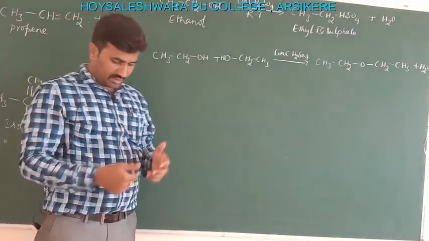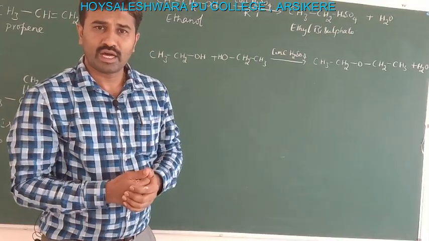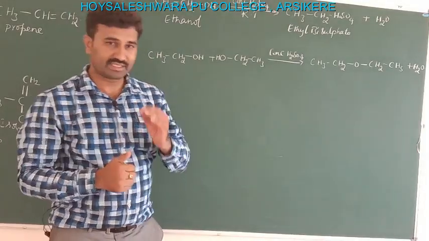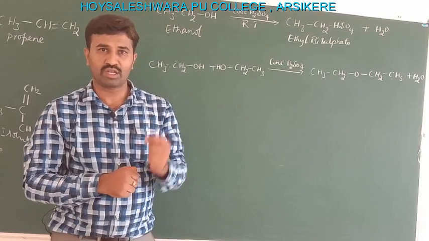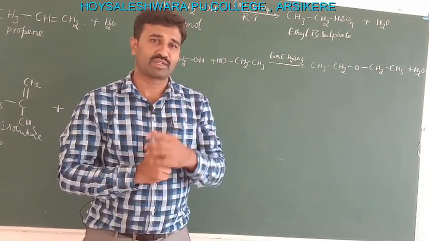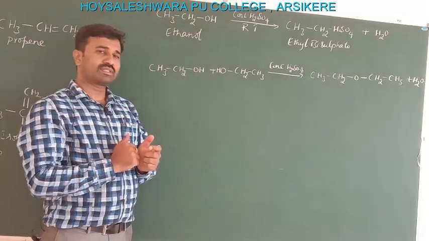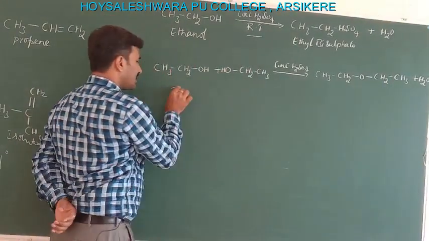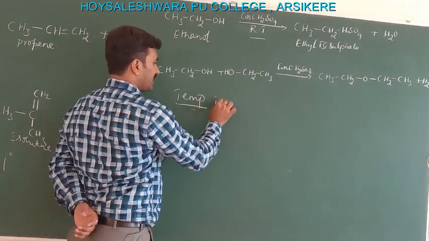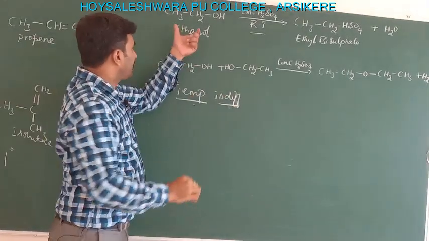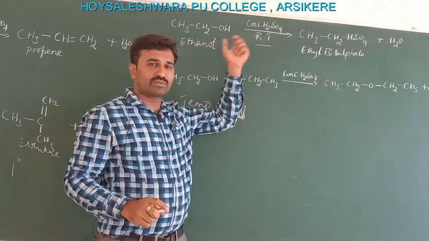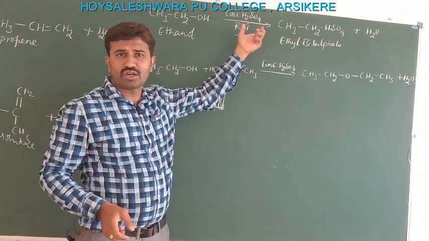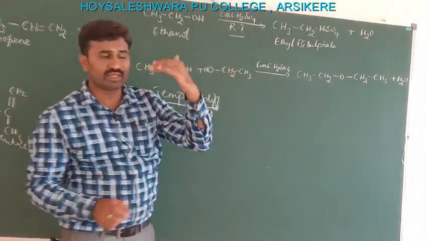See, this is the reaction of ethyl alcohol with concentrated sulfuric acid at different conditions. Yesterday we studied the reaction of ethyl alcohol with concentrated sulfuric acid at 443 Kelvin. Now we are going to study the reaction of ethyl alcohol with concentrated sulfuric acid at a different temperature. Consider ethyl alcohol reacting with concentrated sulfuric acid at room temperature to form ethyl bisulfate. Sulfuric acid is a strong dibasic acid which gives just one proton.